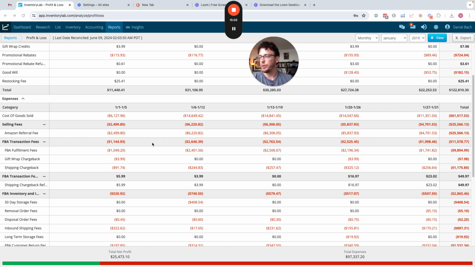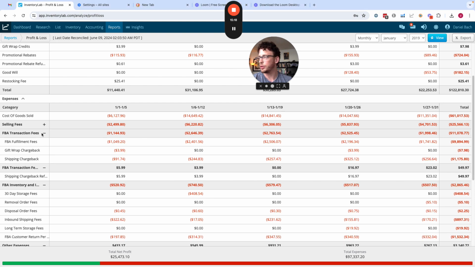Now, Amazon referral fee. So this is just Amazon's fee for selling on their platform. We paid $25,566.13 to them. All right, that's under selling fees. We can subtract that one. We'll just condense these as we go. FBA transaction fees. We paid $11,078.77. This is fulfillment fees for using the FBA program, gift wrap chargebacks, shipping chargebacks.